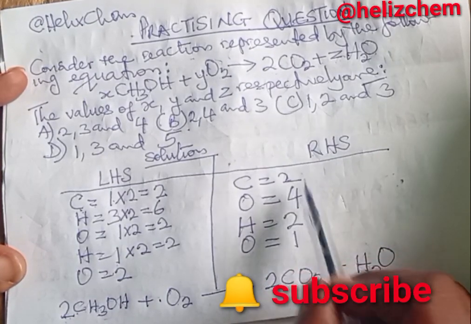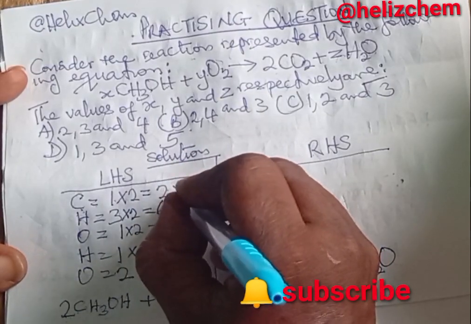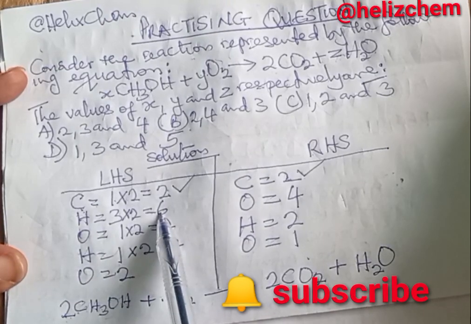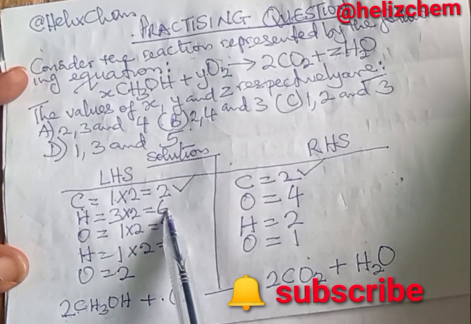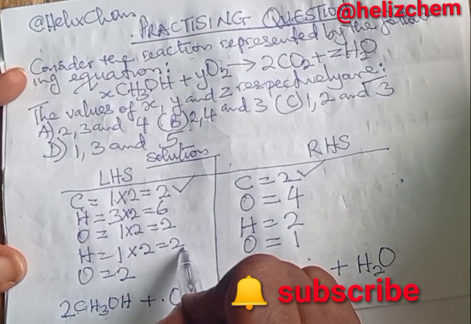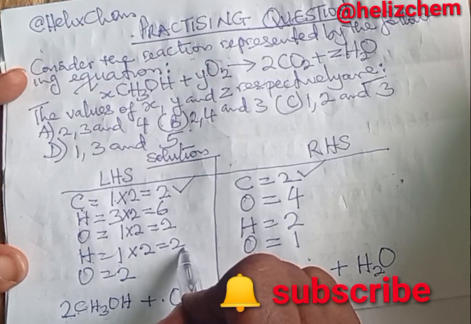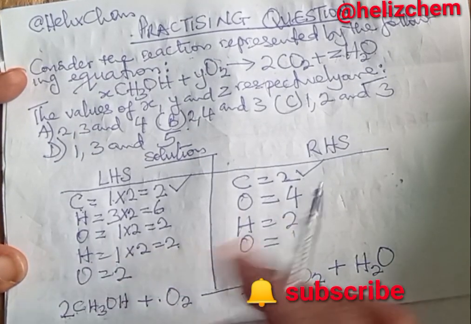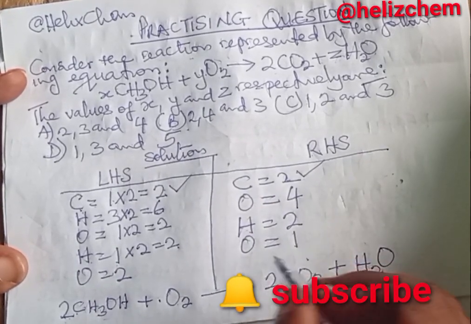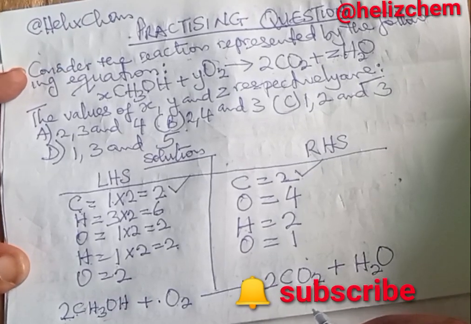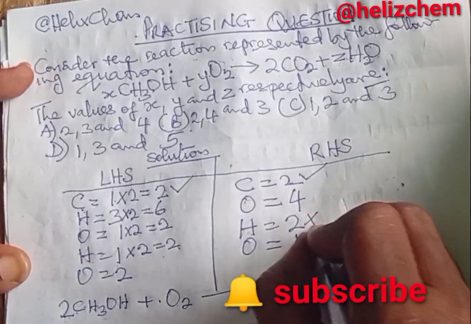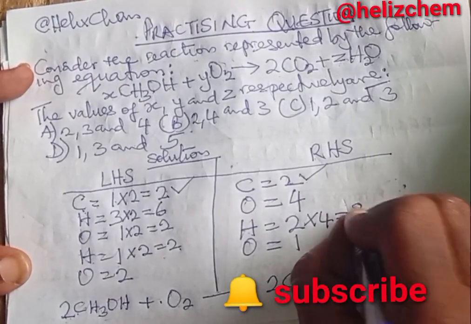The number of atoms remain the same. Now here we have balanced carbon. But if you look at hydrogen here, hydrogen now is 6 here and hydrogen is 2 here. So 6 plus 2, we now have 8 hydrogen atoms on the left hand side. But if you go to the right hand side, we are having hydrogen, which is 2. So think of a coefficient that you will use to multiply this one that will make it 8. So that will be 4 to give us 8.